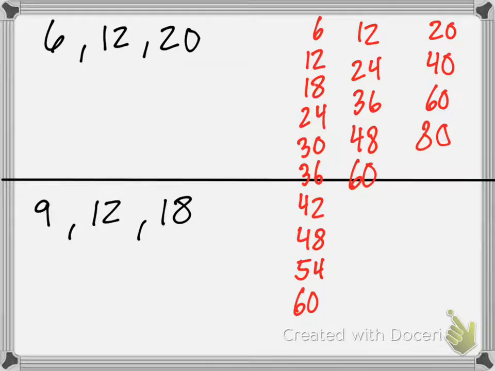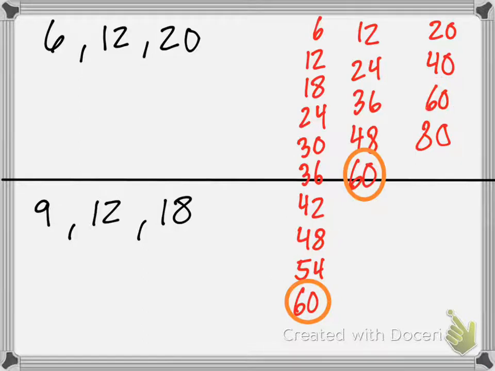Excellent! So, we need one that all three of them have in common. Even though this has 12 and this has 12, no 12 here. Even though this has 36 and this has 36, this has 24 and this has 24, no! We can't do that. We have to find the smallest number they all have in common. And the smallest number is 60. So we find out our smallest number they all have in common is 60.